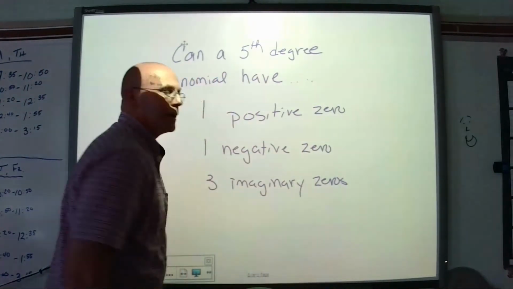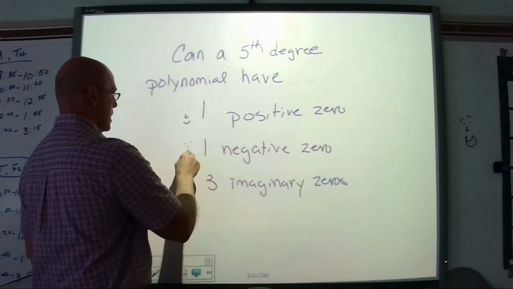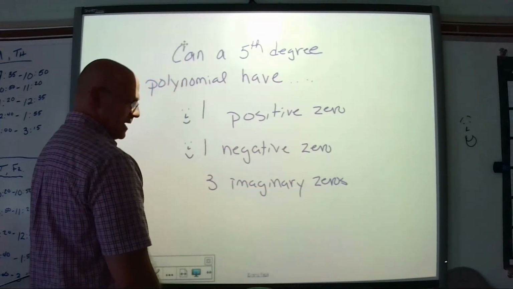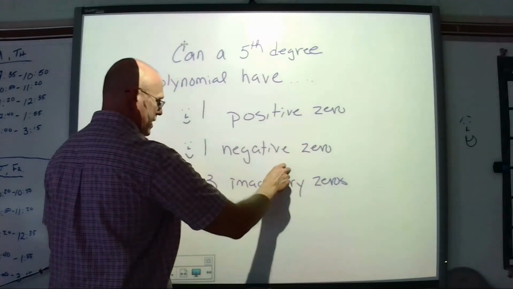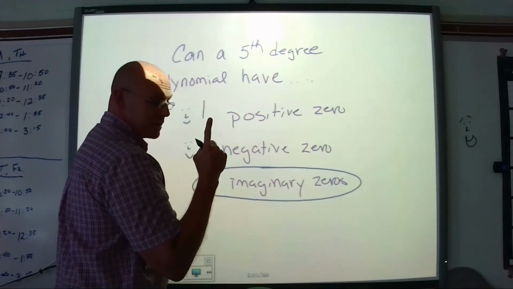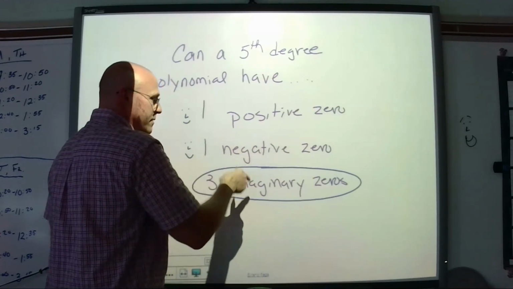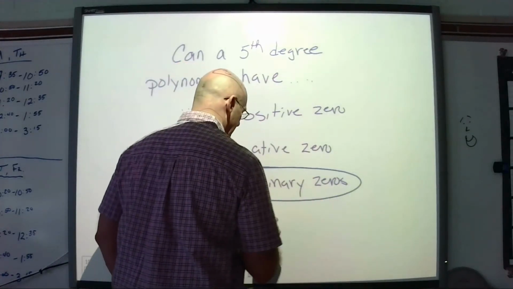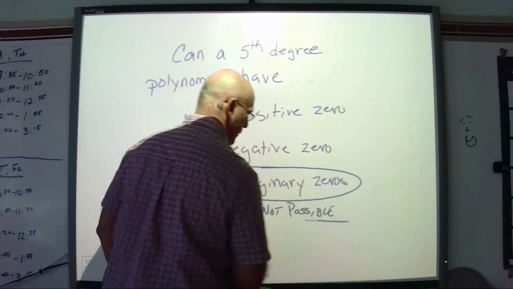Hopefully your answer is what? Well, yeah, this is good. I can have this. This is okay. What about three imaginary zeros? Can I have three imaginary zeros? And the answer to that is no. You can't have three imaginary zeros. It's impossible. Because if you have one imaginary zero, its conjugate also has to be. So if you have imaginary zeros, it will always be an even number of them. So this is not possible, this part right here.